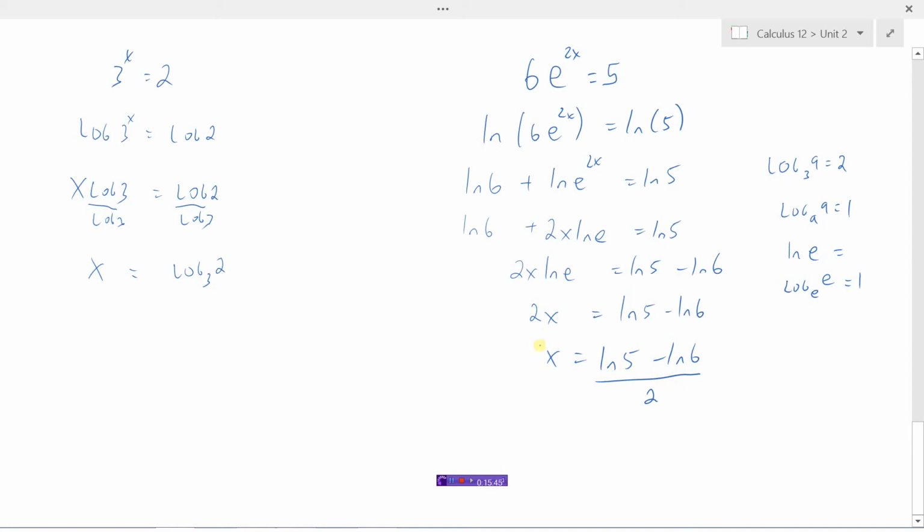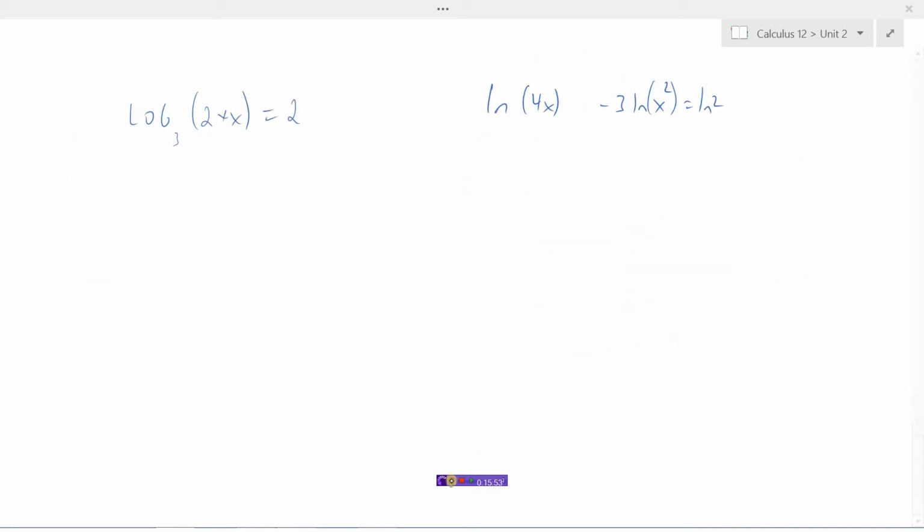So there's a review of some questions solving exponential equations. Let's look at solving a couple of log equations. Okay, looking at a couple of log equations here. Log base 3 of (x squared plus x) equals 2. And over here I have another log equation, this one in base e: ln(4x) minus 3 times ln(x squared) equals ln 2.